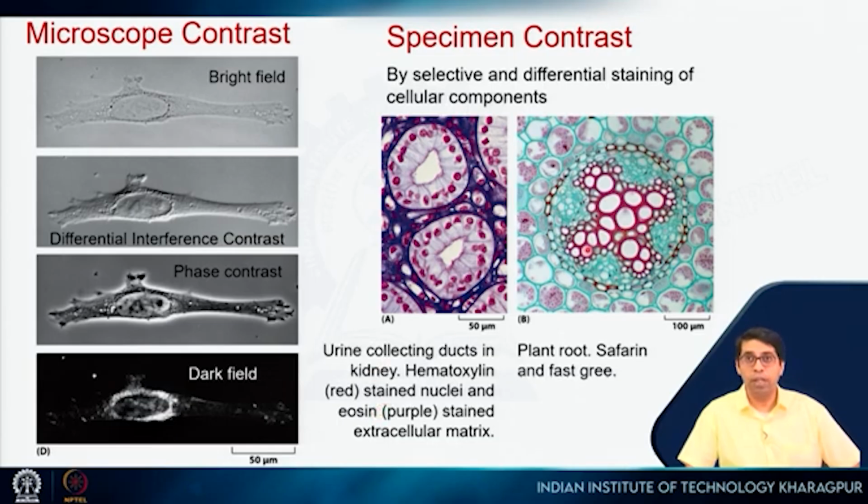Similarly, this is a plant root, and that is differentially colored using 2 different dyes, safranin, which gives you this red color, and fast green, which gives you this green color.